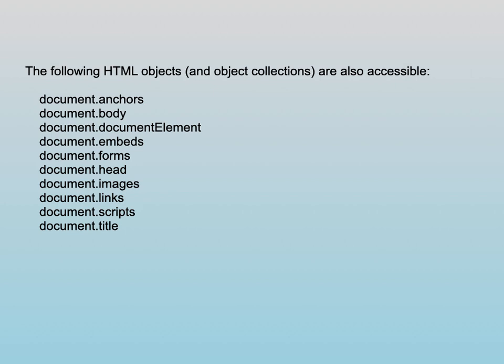Some HTML objects and object collections are specified for use in HTML DOM: document.anchors, document.body, document.documentElement, document.embeds, document.forms, document.head, document.images, document.links, document.scripts, document.title.